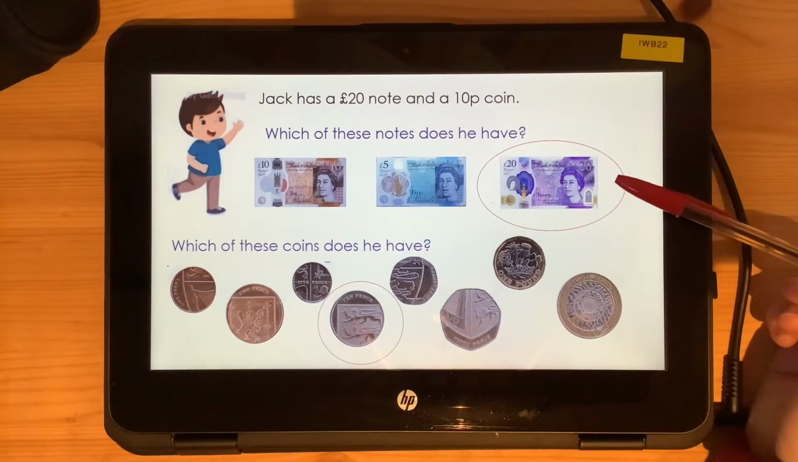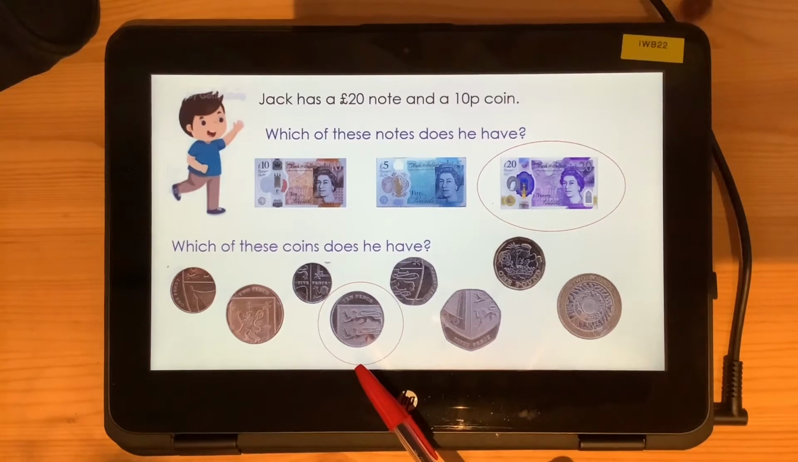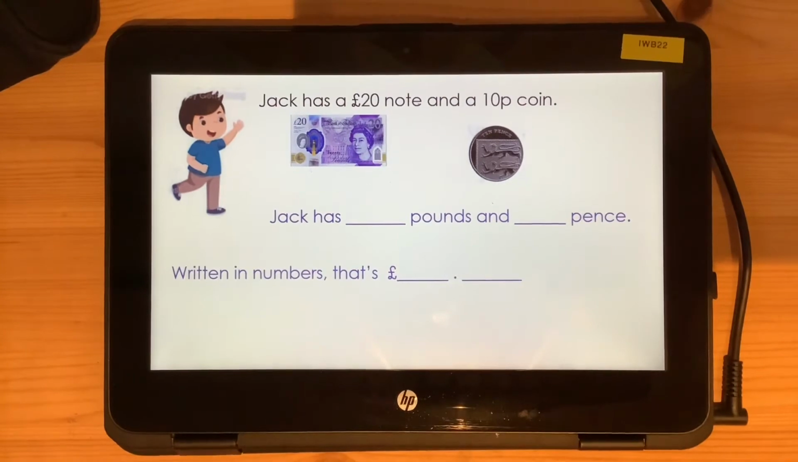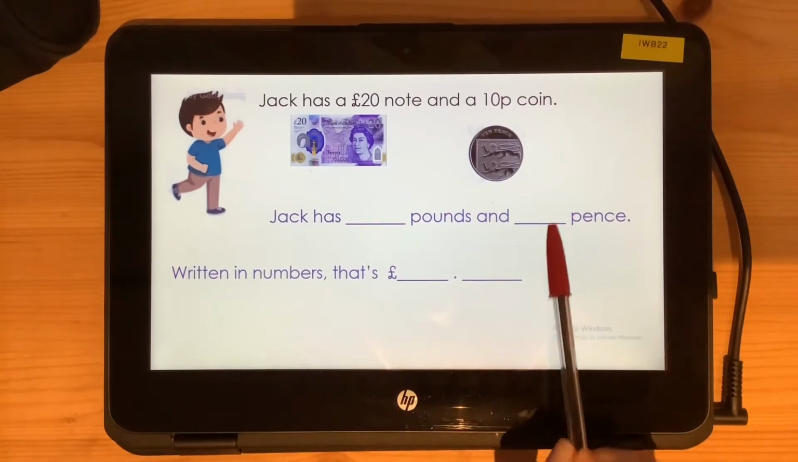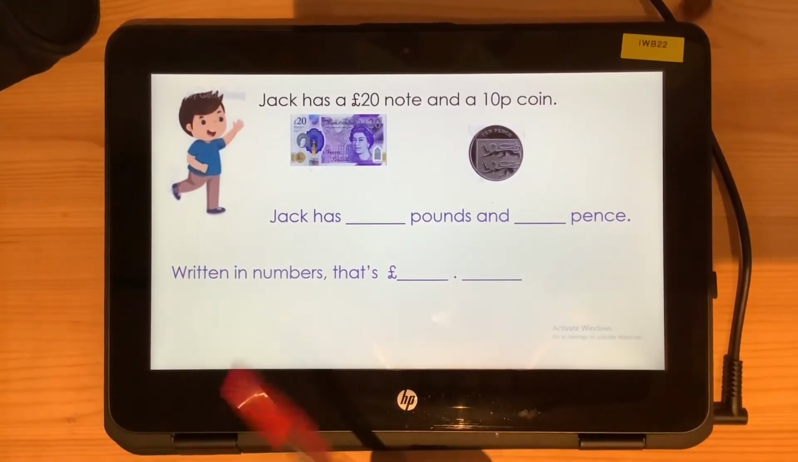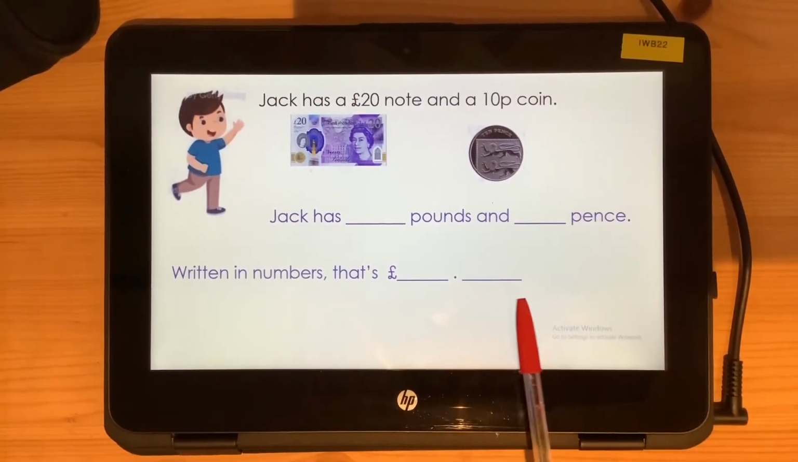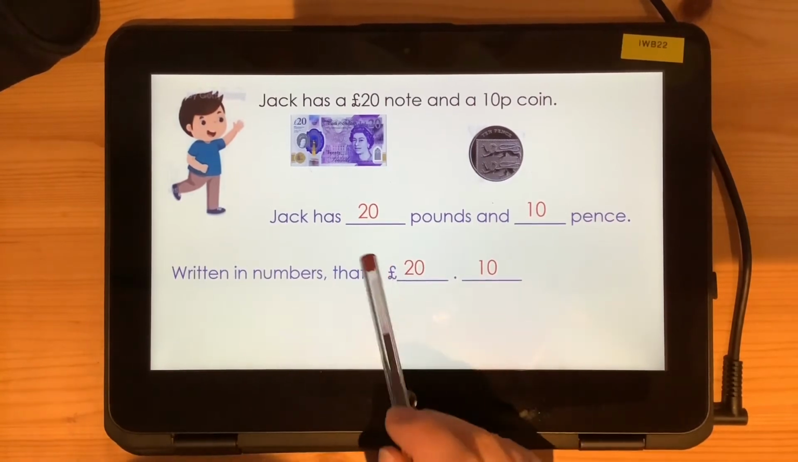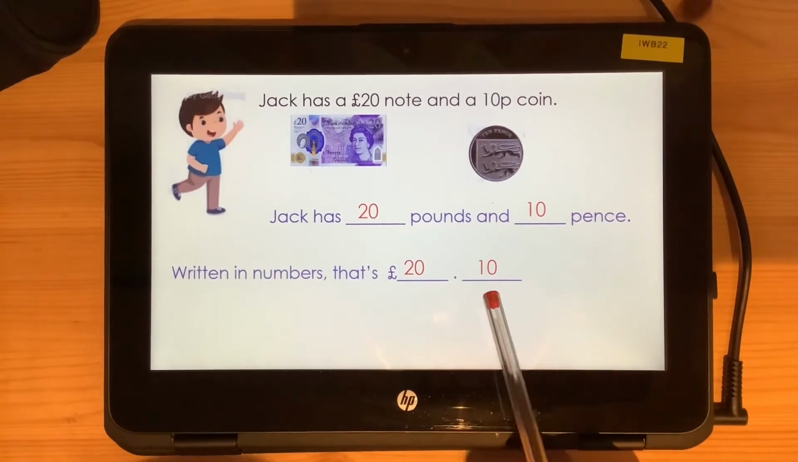So Jack has a £20 note, which is this purplish coloured one here, and he has a 10p coin. The 10p coin is a little bit like the 5p coin, but it's much larger. Jack has a £20 note and a 10p coin. I want you to have a go at filling out now for me the missing numbers into my sentence. So Jack has how many pounds and how many pence. Written in numbers, that is how many pounds and how many pence. So have a go at filling that in yourself and I'll go through the answers. So Jack has £20 and 10 pence. Written in numbers, that's £20.10.